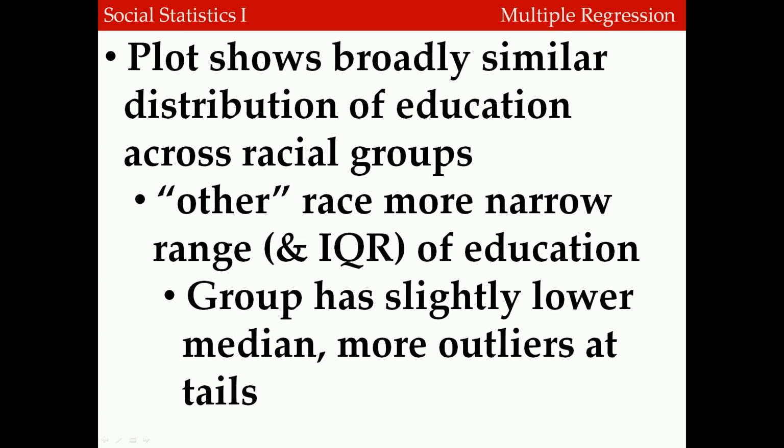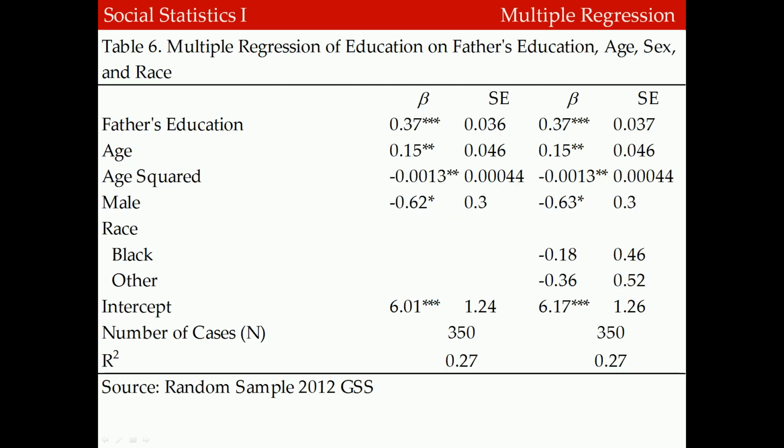And so the distribution of education seems pretty similar across racial groups, although there may be some slight differences for the other category, from whites and blacks. The group has a slightly lower median also, and more outliers at the tails.